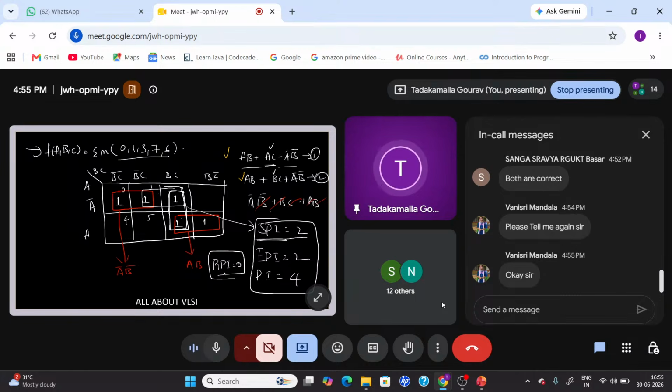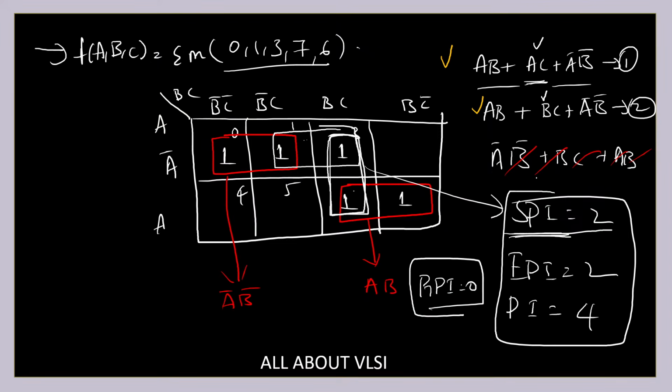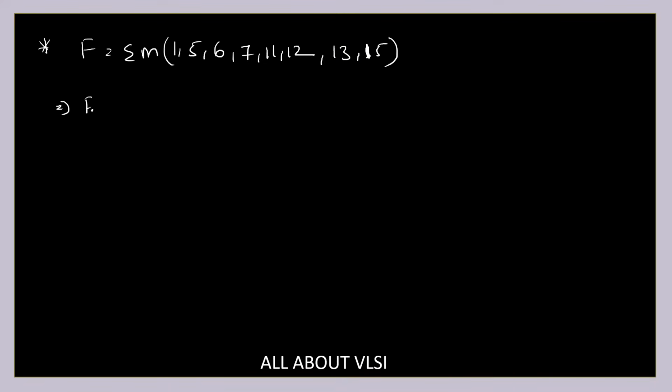Now, let's see one problem. Take your time and try to tell me. Let's say I have a function with minterms 1, 5, 6, 7, 11, 12, 13, and 15. It's a four variable function. Tell me how many EPIs are there, how many PIs are there, how many SPIs are there, and how many RPIs are there. Take 5 minutes and tell me the solution.